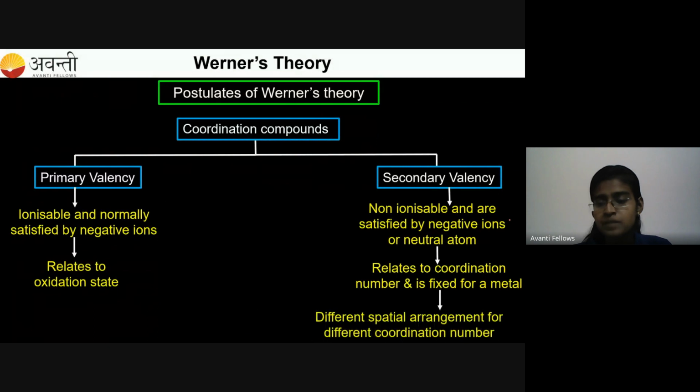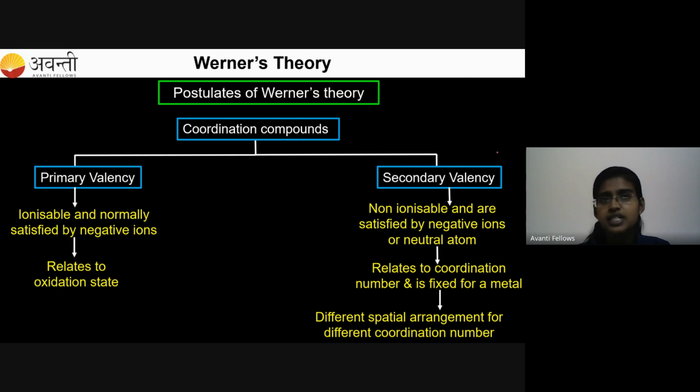So all the ligands, all the components attached to the central metal atom, will have different spatial arrangements, so that it gives different structures, and they are related to the different spatial arrangements for different coordination numbers.